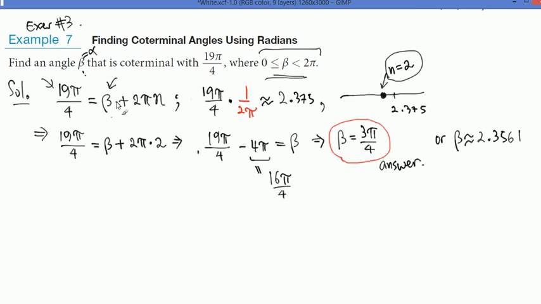Why wouldn't it be 15 pi? Oh yeah, 19 over 4 minus 4 is not 15 over 4, right? You know that. But if it's 19 pi minus 4 pi, wouldn't it be 15 pi? Because it's just the denominator. How about this one? 19 over 4 minus 4? Is that 15 over 4? It's not, right? You have to have a common denominator to combine fractions. Yeah, 19 over 4 minus 4 is not 15 over 4.